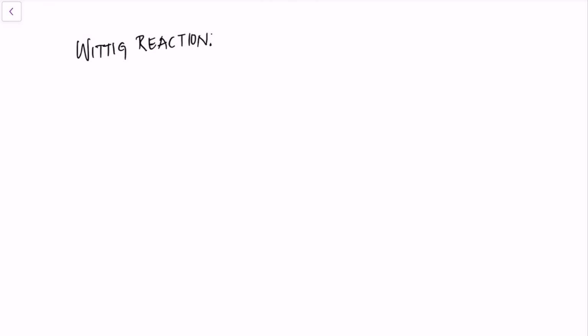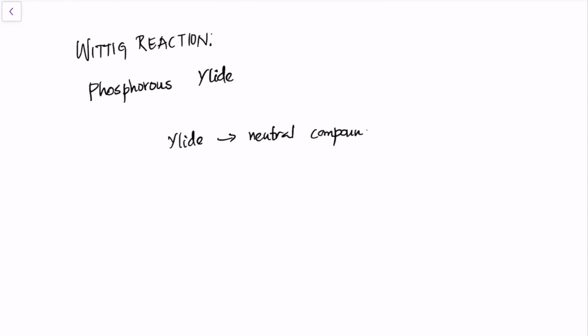So what is a Wittig reaction? A Wittig reaction uses a phosphorus ylide. So what is an ylide? An ylide is a neutral compound, or a neutral molecule. Let's call it a molecule.